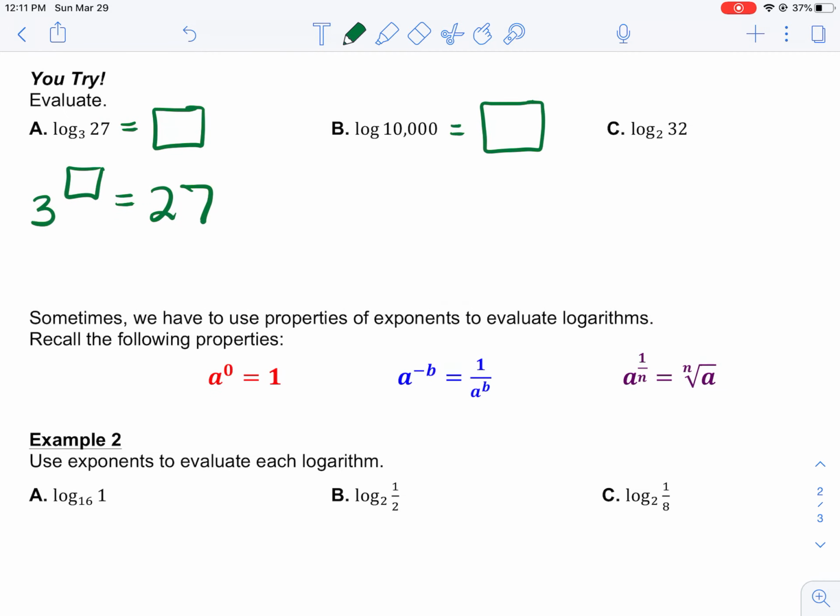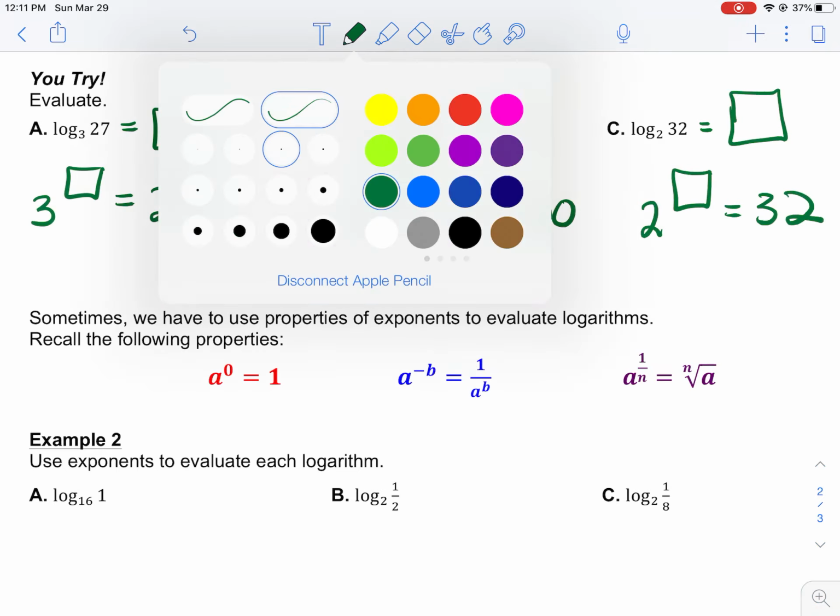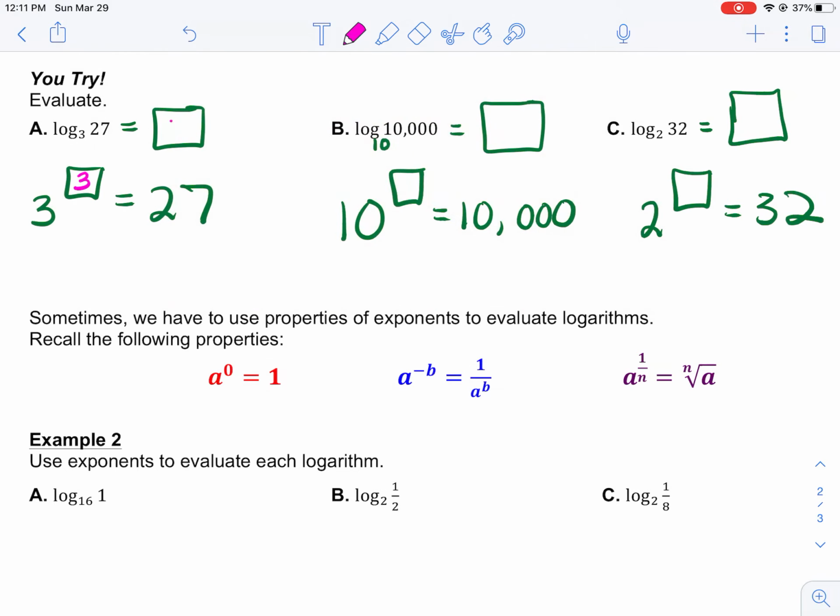In the next one, log of 10,000. We don't see a base, and so we assume the base is 10. Can you figure out 10 to what power equals 10,000? And then the last one, we're trying to figure out 2 to what power equals 32. If you can, pause the video and complete those problems. All right, the first one, you should have gotten 3. The second one, just count the zeros, or you can use your calculator if you need to, but 10 to the 4th is 10,000. And the last one, 2 to the 5th is 32.